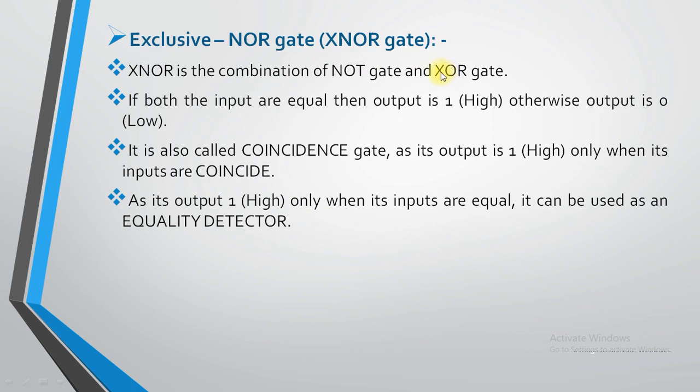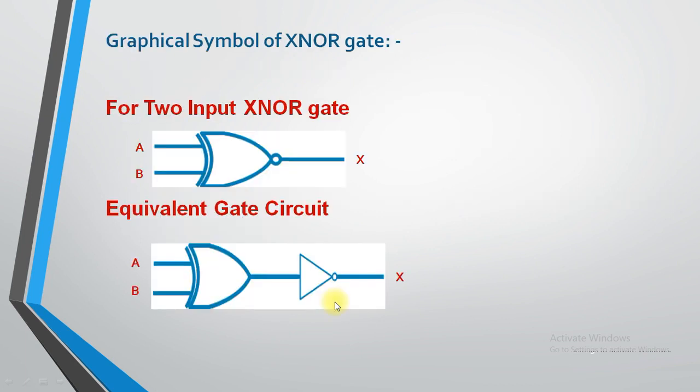That means when you add a NOT gate to XOR, that combination is known as the XNOR gate. This is the graphical symbol which represents a two-input XNOR gate. Over here you just put the symbol of the XOR gate, and after that you put one bubble for the NOT gate. Similarly, this is a circuit which represents the XOR gate, and you can place a NOT gate over here. So both can be the equivalent circuit. You can draw either one of them to represent the XNOR gate.